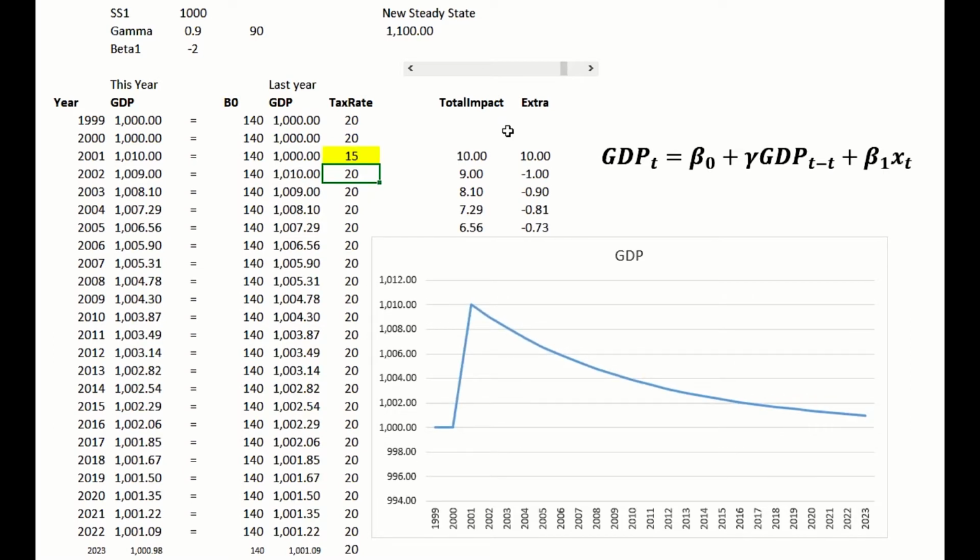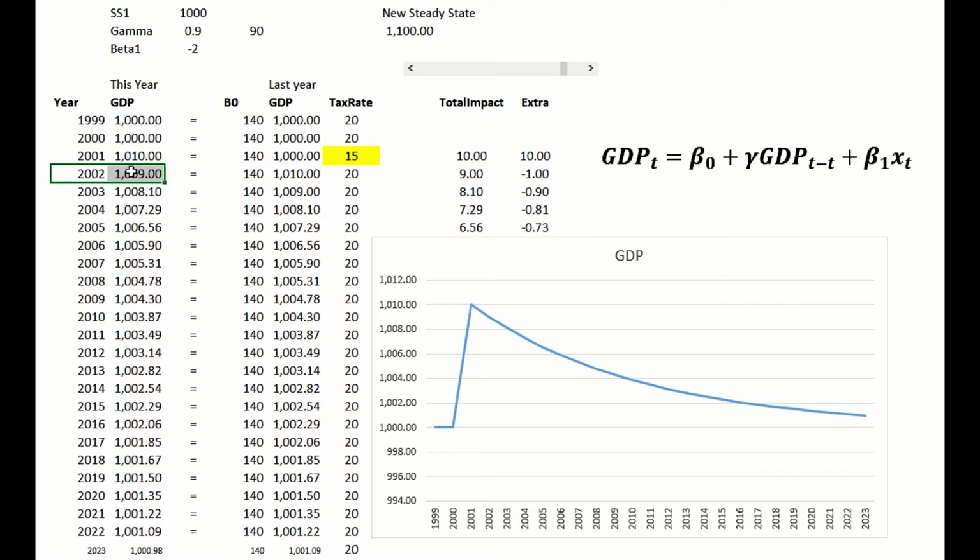What we can see is that mathematically, with a change in that 5 of X, the impact, the hit on GDP, the increase actually, because it was a decrease in the tax rate, was 10. So it jumps up by 10. And so GDP goes up in 2001 to 1,010. However, this column is last year's GDP. That's what's in this formula right here.